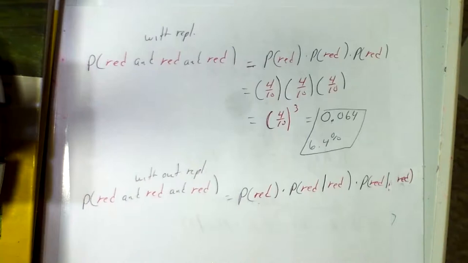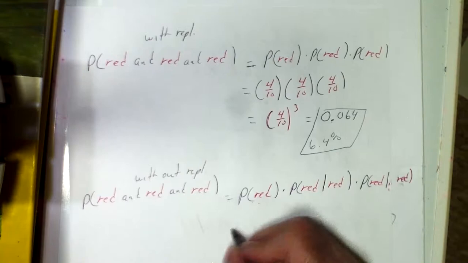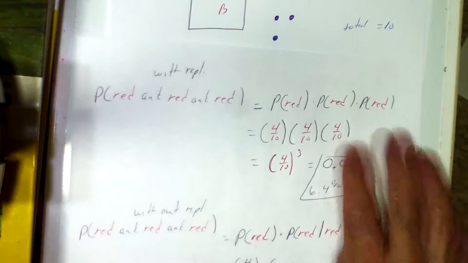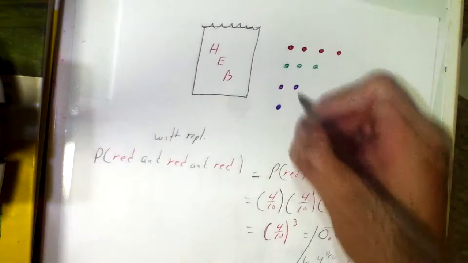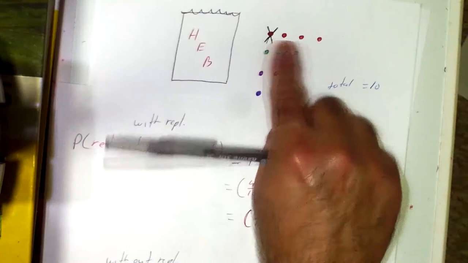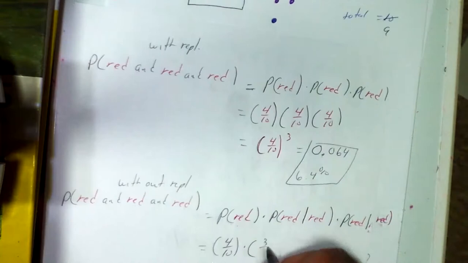So probability red, cycle over here. It's 4/10, right? But when we do the second one, I want to find the probability of red, but I got to take one out. Let's take one out. Now let's find the probability of red because I had to take one out. Now that becomes 3 out of 9. Right, so that's the second one.